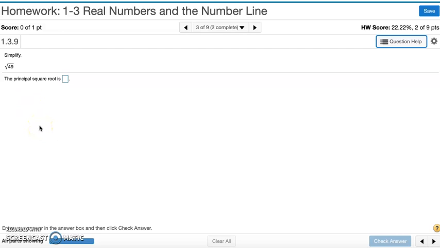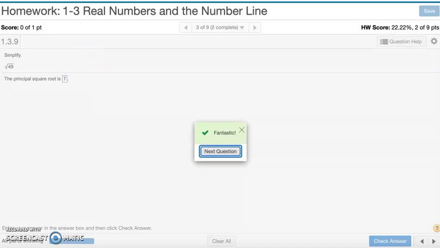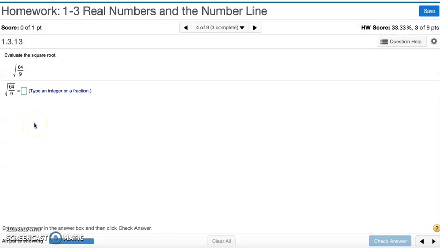Number 3, it says simplify the square root of 49. The principal square root is the positive square root of a number, and that is a number that times itself will give you the number inside the square root. So the number that times itself that will give you 49 is 7. And that's number 3.